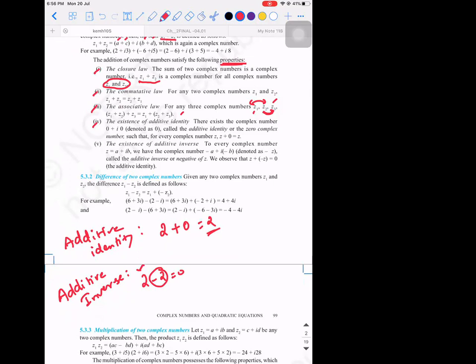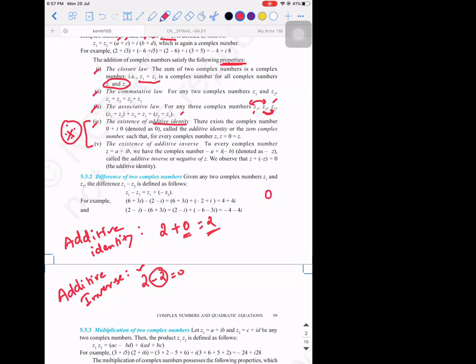Is that clear? These two are very, very important points. Since you are learning it for the first time, it might confuse you. That is why I am stressing on this. Additive identity for any number is always 0. Additive inverse is the negative of the given number.